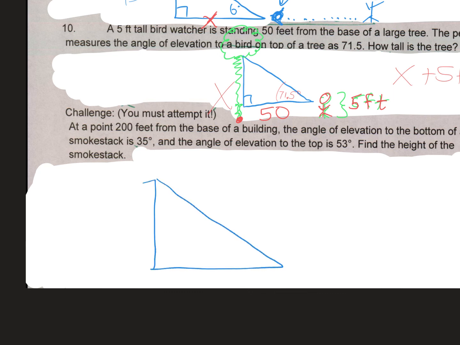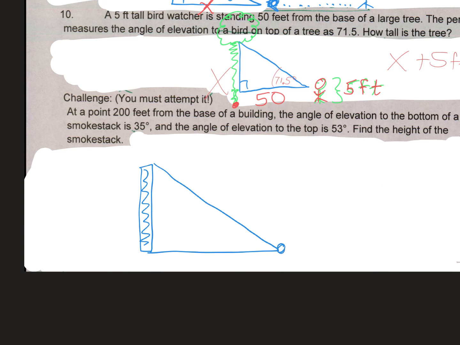So here's my building. At a point 200 feet from the base of a building, so that would be here. This is 200. You guys agree? The angle of elevation to the top is 53 degrees. Do you agree with me that this is 53 degrees like that? Yeah?